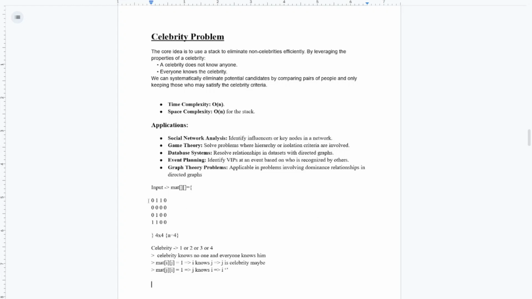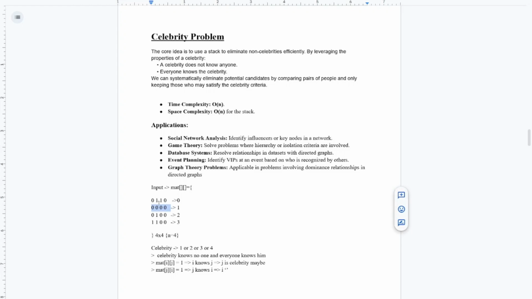so if we see the input ones, so 0 1, so let's write the index also then. 0th row, first row, second row, and the third row. Okay, similarly the index for columns also. So if you first focus on the first row elements, okay, they are all 0. That means 1 knows nobody.